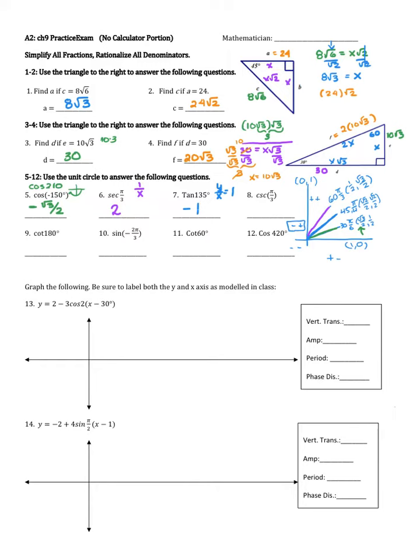Then we have cosecant of 60 degrees. So this is going to be 1 over the y value. We look at our 60 degrees, and the y value is rad 3 over 2.